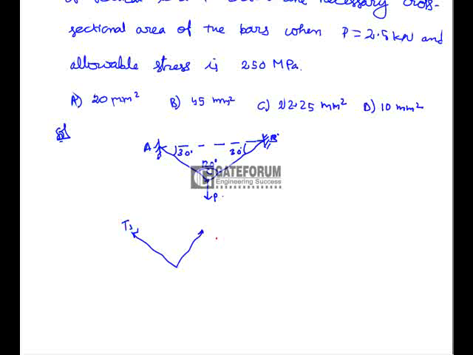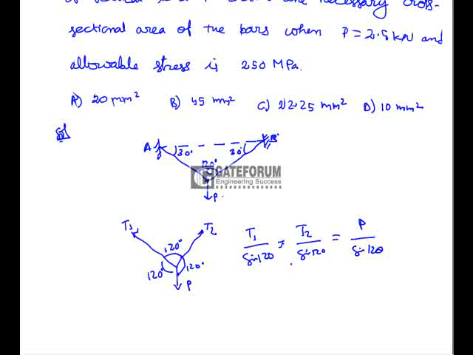let us say this is T1 and this is T2 and this is P, and this is 120 degrees, and here it is 120 and here it is 120. So from the sine rule we can write, T1 by sine 120 is equal to T2 by sine 120 is equal to P by sine 120. So that here T1 is equal to T2 is equal to P.